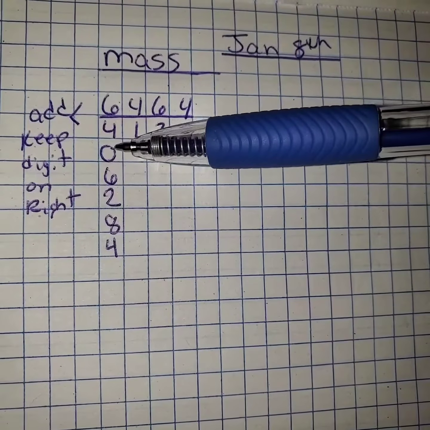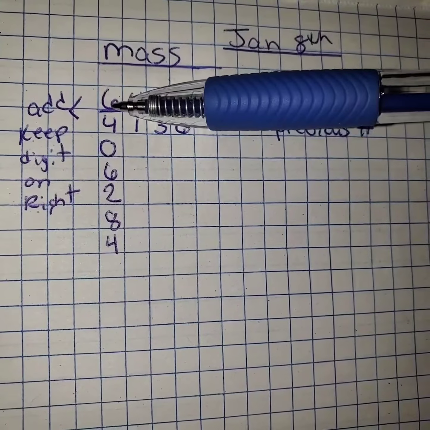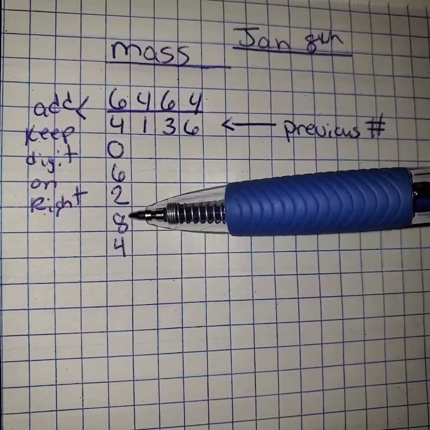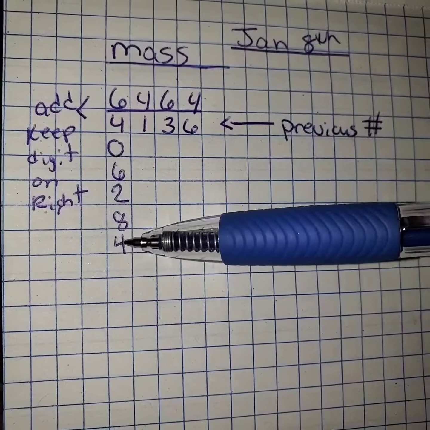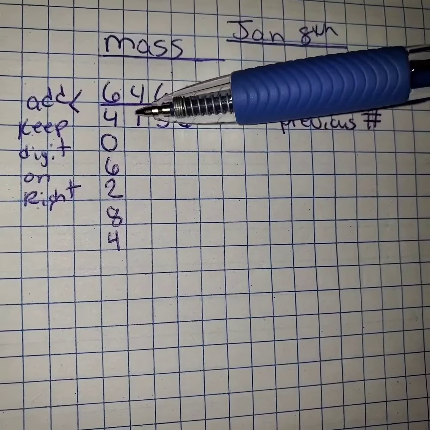I will take this number and add it to the 6. 6 plus 0 is 6. Now I'm going to take the 6 plus 6, that gives me a 2. 2 plus 6 is 8. 8 plus 6 is 14. I only keep the number on the right-hand side. Okay, so we're going to do that continuously all the way across.